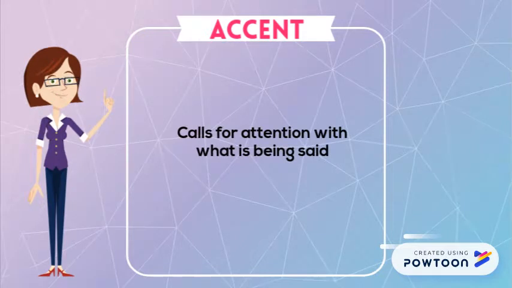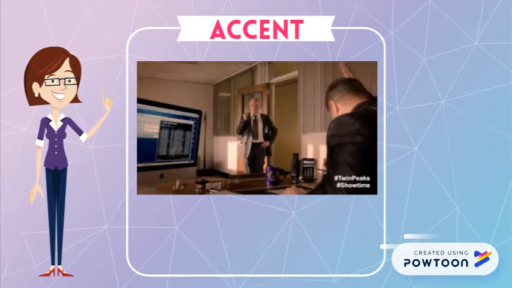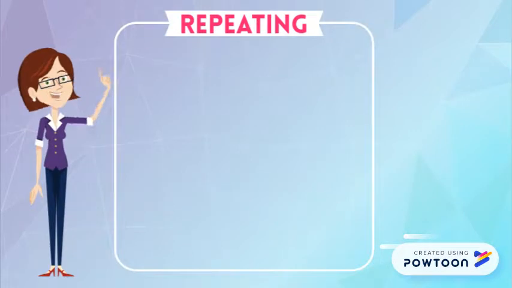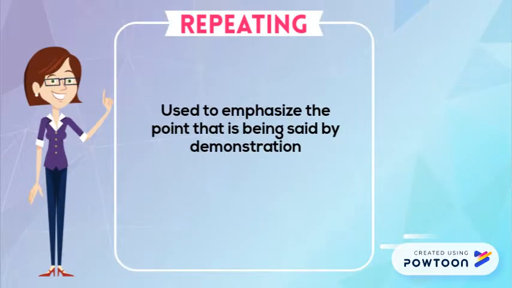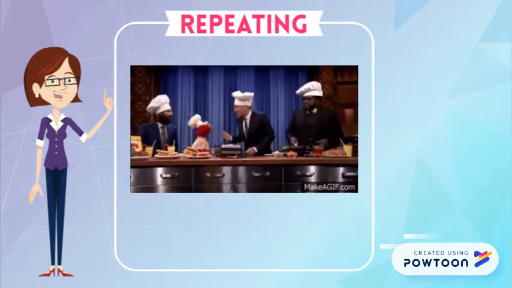Accent calls for attention with what is being said. For example, when a person pounds his hand on the desk when stating an important point. Repeating is used to emphasize the point that is being said by demonstration. For example, demonstrating how to cook a dish by YouTube videos.